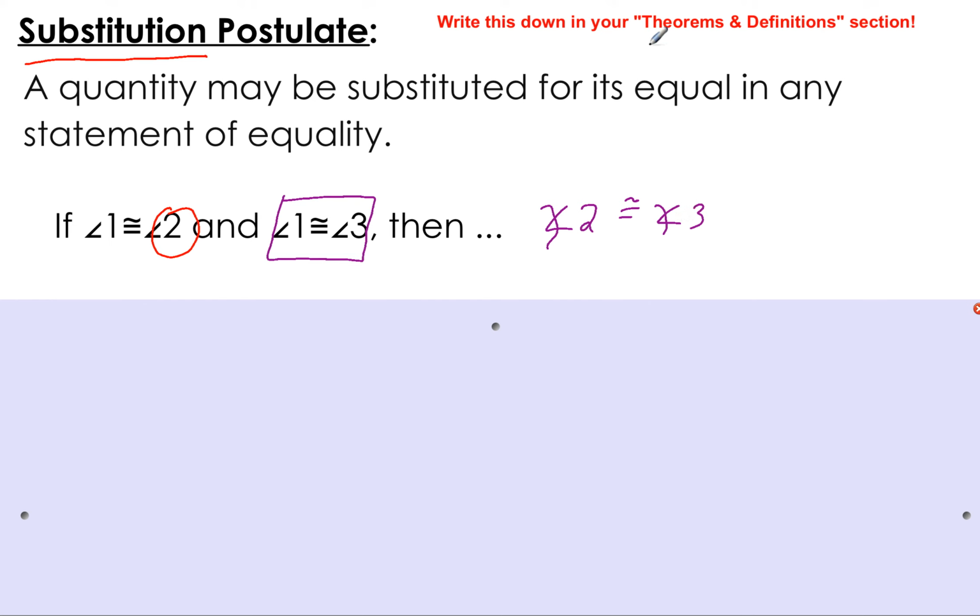This should also be written in the theorems and definitions section of your binder. You are going to need it. If you need to put your player on pause, go right ahead and hit play to resume.